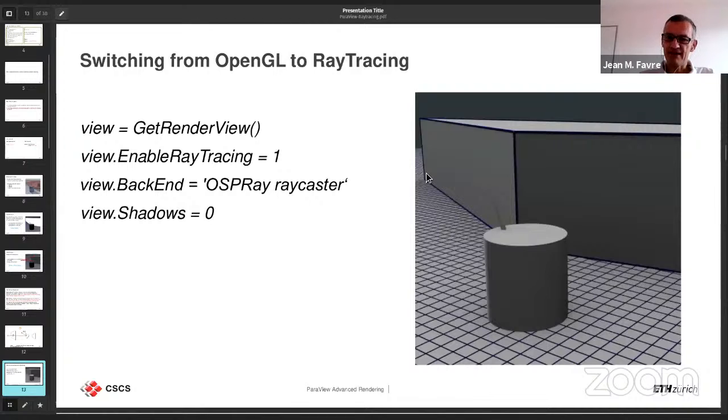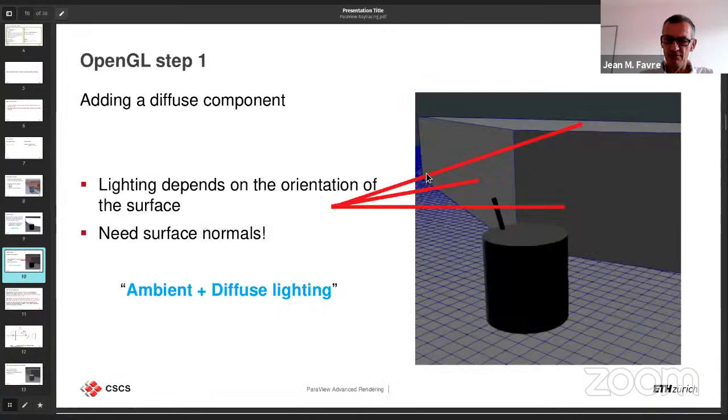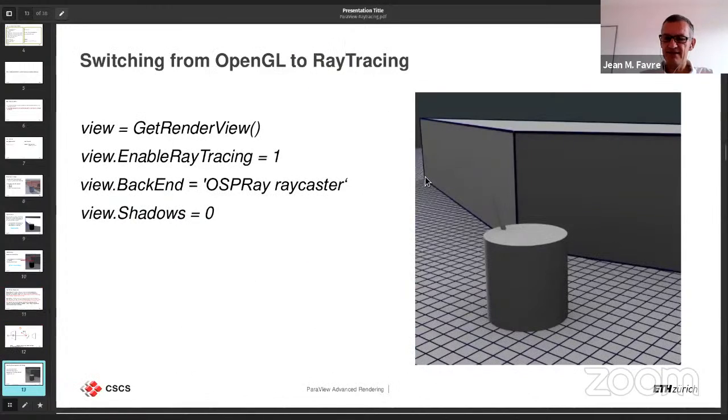There. So I have now switched from OpenGL to ray tracing. And if I go back a couple of slides, you'll have to look quickly. This is the classic OpenGL, and this is the ray tracing image. So it's a bit lighter, but otherwise there's no big differences.